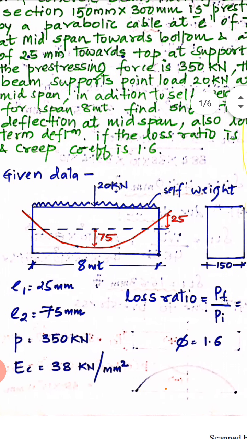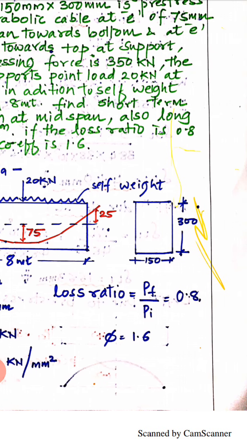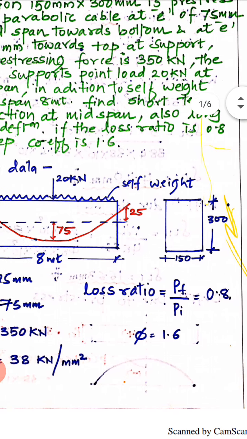Okay, so you can see e1, e2, e1 is 25, e2 is 75, P is 350, Ec if it is not given you can assume 30 kN per mm square. Loss ratio, which is very important, that is Pf by Pm, final force and initial force, the loss ratio is 0.8 and the creep coefficient is 1.6. Okay.